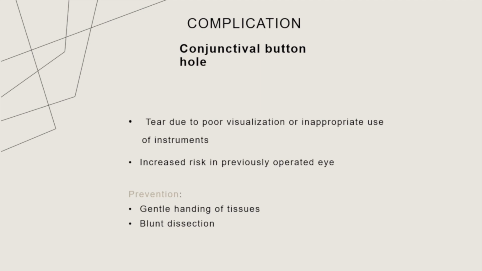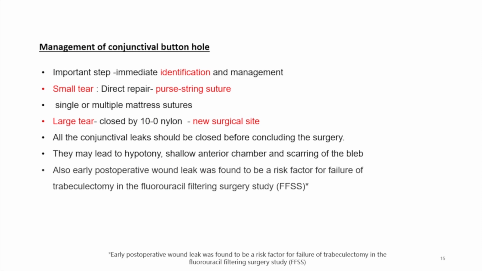It may be increased in a previously operated eye. It can be prevented with the use of gentle handling of the tissues as well as blunt dissection. And in managing this conjunctival buttonhole, the most important step is the immediate identification that the buttonhole has occurred. With small holes, the tissue can be puckered together in a figure of 8 or a mattress suture, and a larger tear requires a running suture, and a trabeculectomy should be done at a new surgical site.